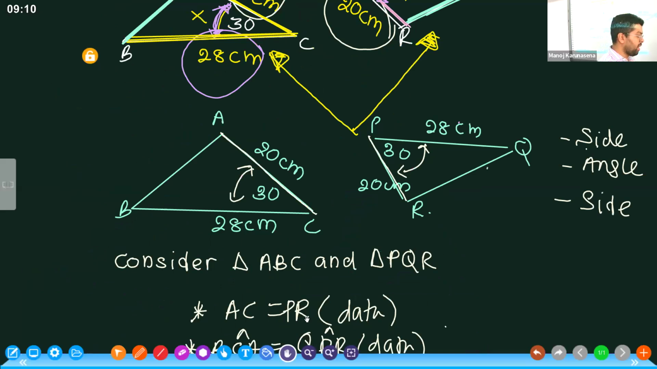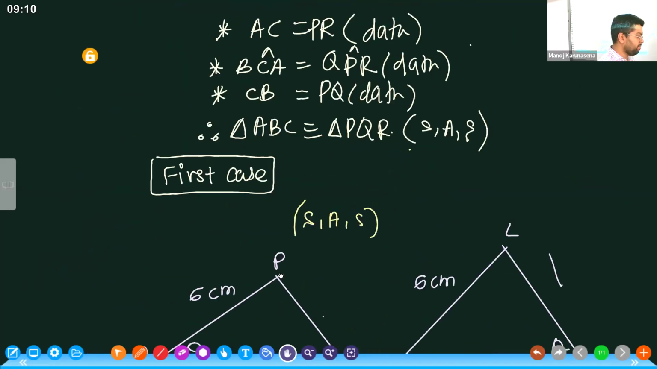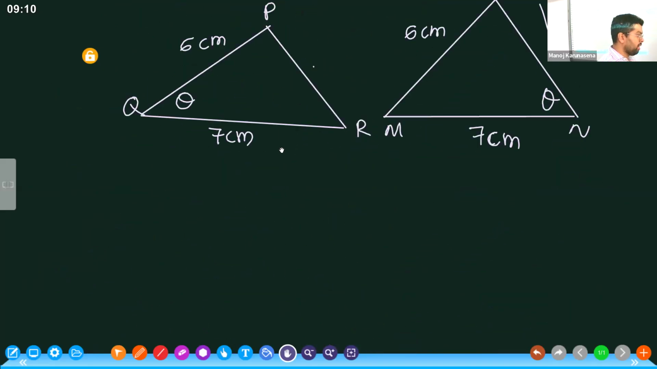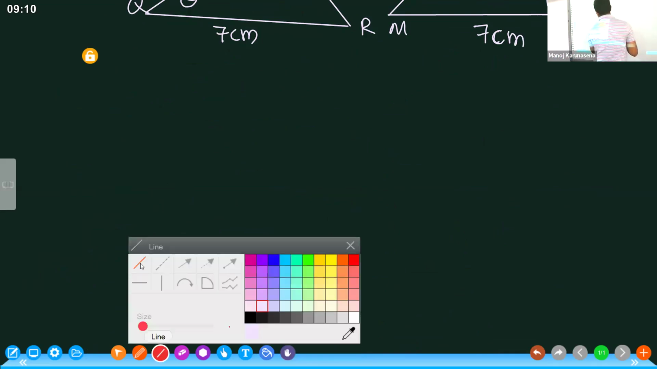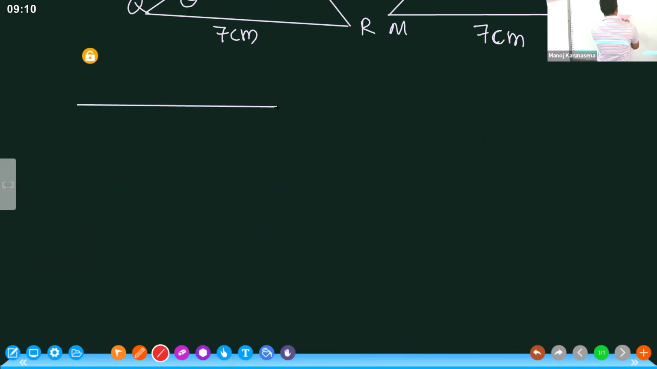Now let me consider these two triangles. Let's draw it again. During the activity, we have observed that these two triangles got congruent to one another.